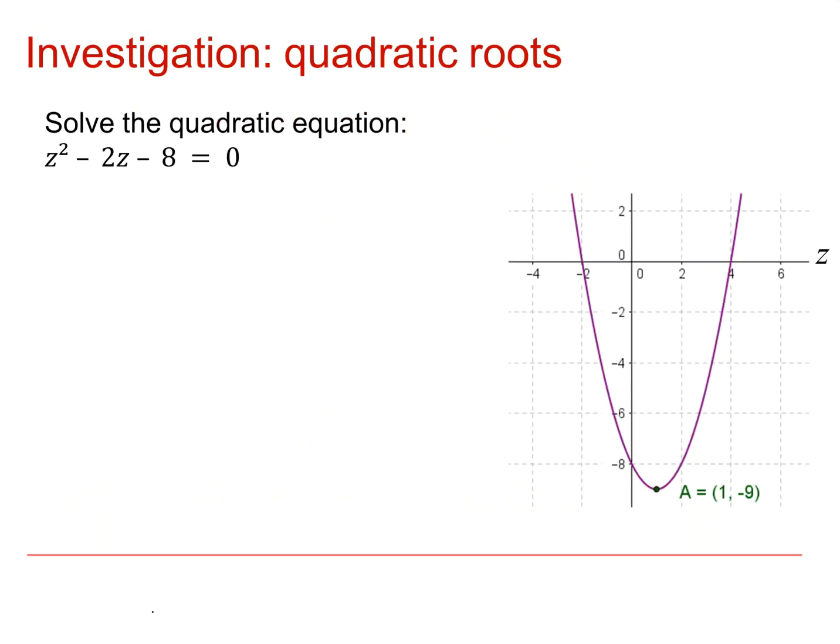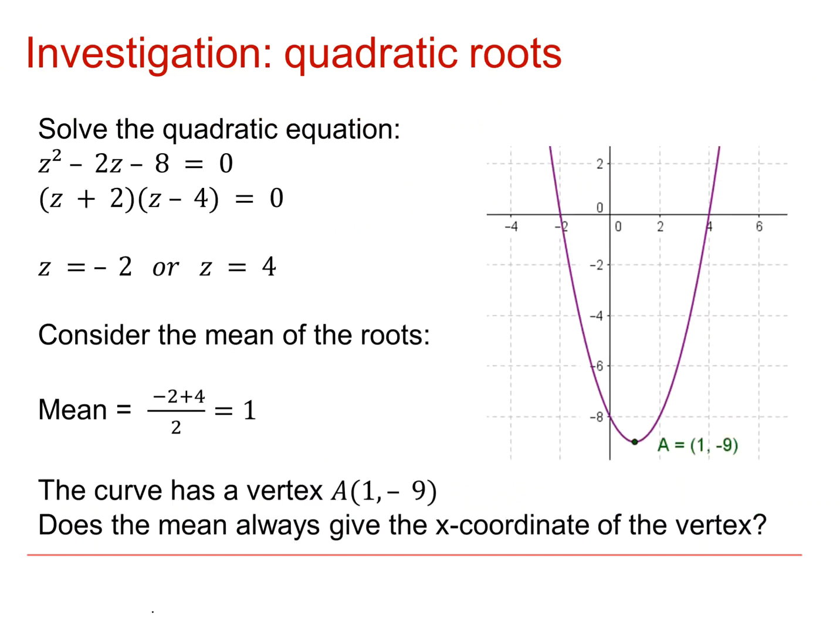Have a look at this quadratic equation with real roots. We can solve it by factorising. The mean is 1, and the curve has a vertex at (1, -9). Does the mean always give the x-coordinate of the vertex? Have a think about that for quadratic equations with real roots.